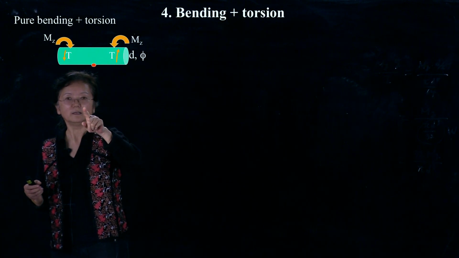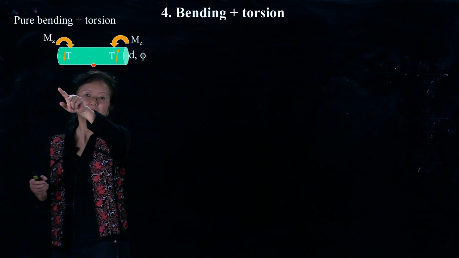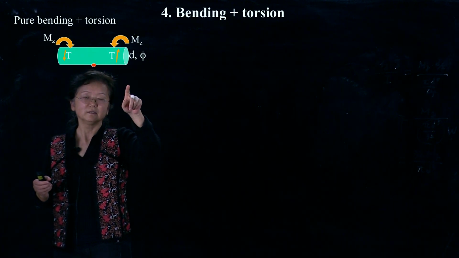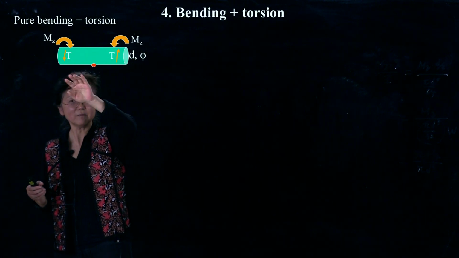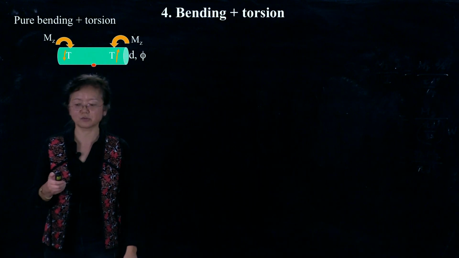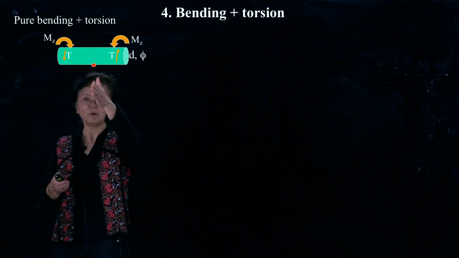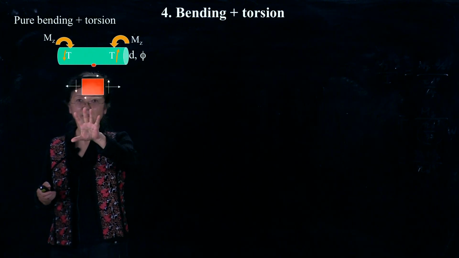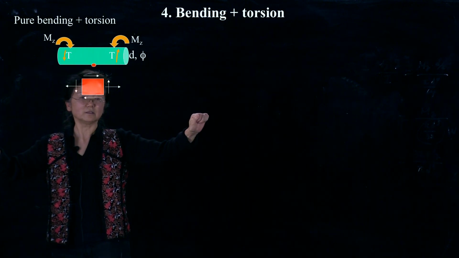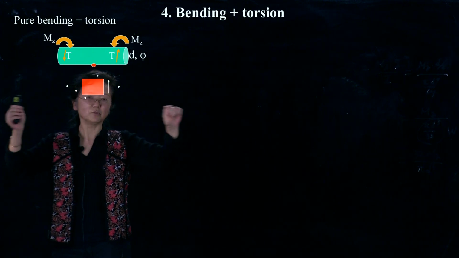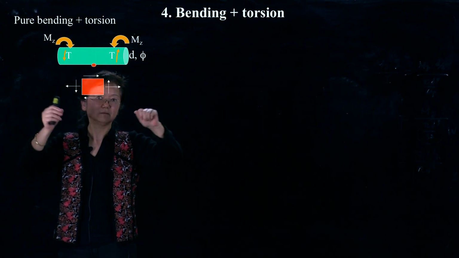And every point at the bottom of this shaft should have the same stress state. Every point at the same location should show the same stress. So I pick one point, which is the red dot. The red dot is under tensile normal stress, which is the bending stress, positive tension.